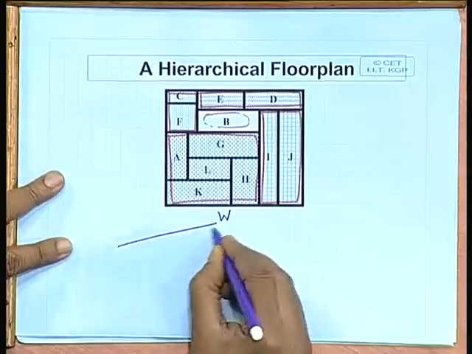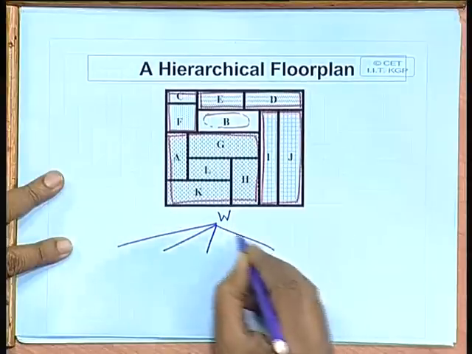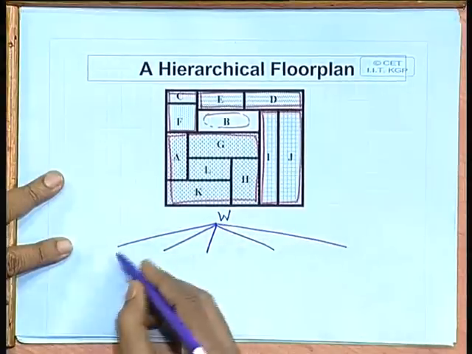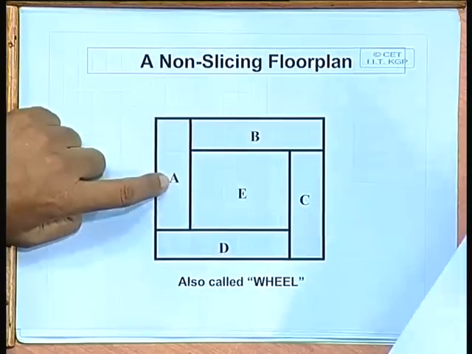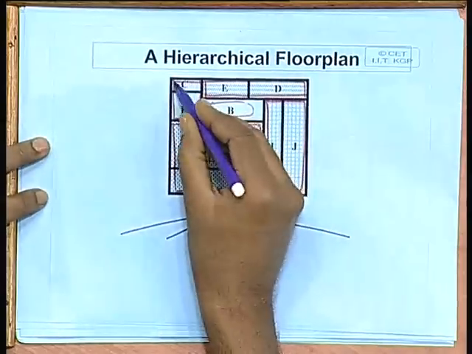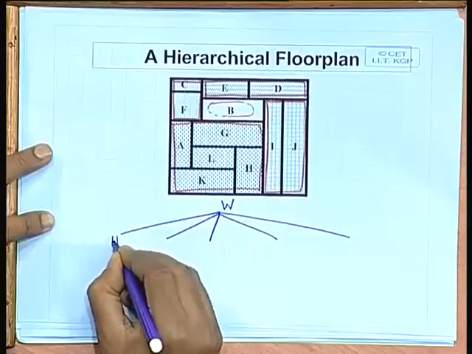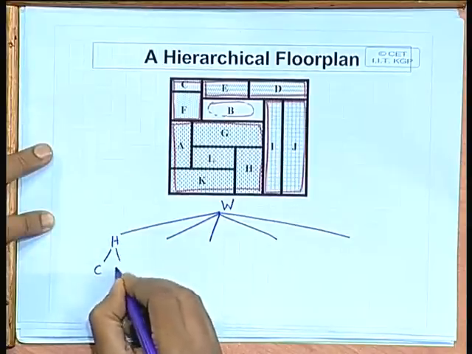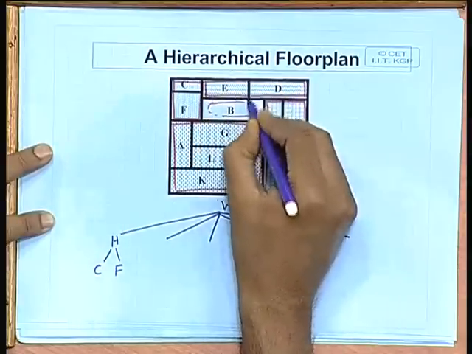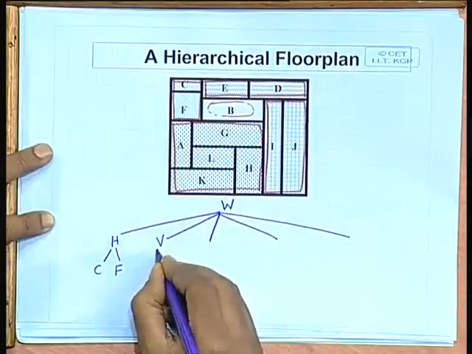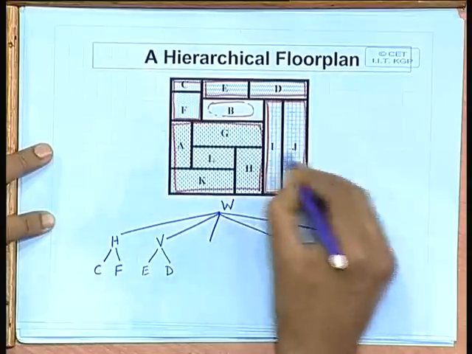There will be 5 successors. The first successor, this one we are calling A, if you recall the previous diagram. So, let us start with this C and F. Here they are divided by a horizontal cut. So, there will be a horizontal H node with C and F. Similarly, next one, this is the next one coming E and D with a vertical cut. So, this is a V node, E and D. The third one is this I and J with a vertical cut.